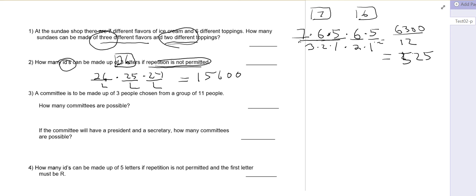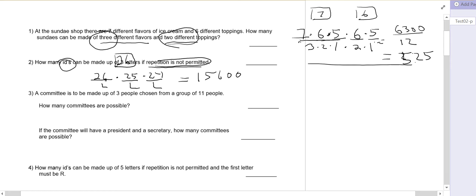It's to be made up of 3 people. It's selected from a group of 11. And the question is, how many possible committees are there? So we're going to go over here and do our work.